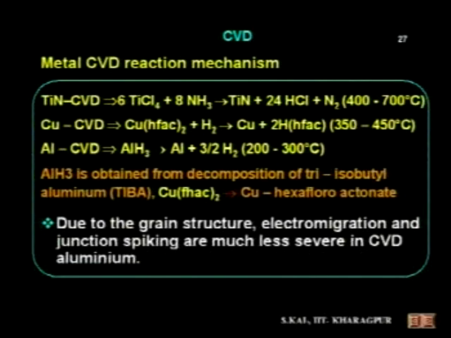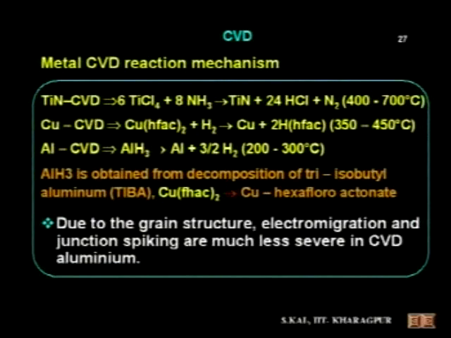Okay. And this electromigration and junction spiking are the failure mechanisms in metallization, and there is a lot of research going on to get rid of this problem in VLSI metallization. Those problems are dependent on the grain size of the metals, and in CVD the grain structure is different from evaporated and sputter-deposited metal films. Because of that grain structure change, it has been observed that electromigration failure or junction spiking failure mechanisms are not severe in metal CVD. These are the prospects of the metal CVD reactions.